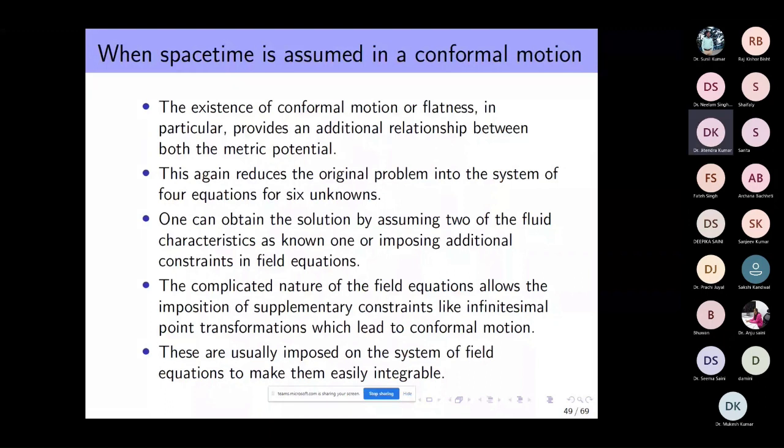The complicated nature of the field equations allows the imposition of supplementary constraints like infinitesimal transformations, which lead to conformal motions. These are usually imposed on the system of field equations to make them easily integrable.